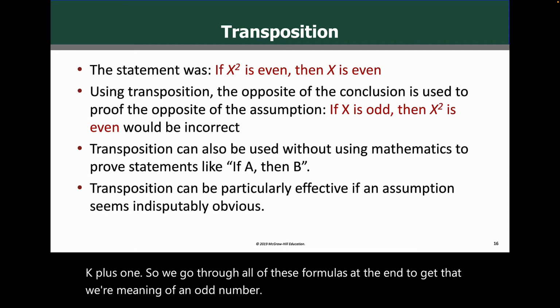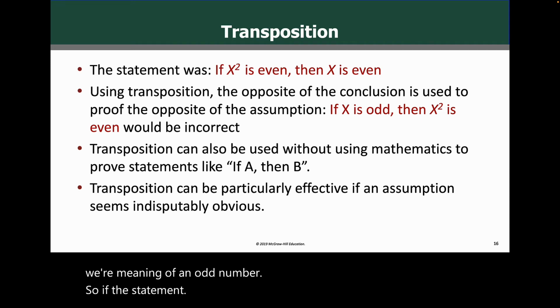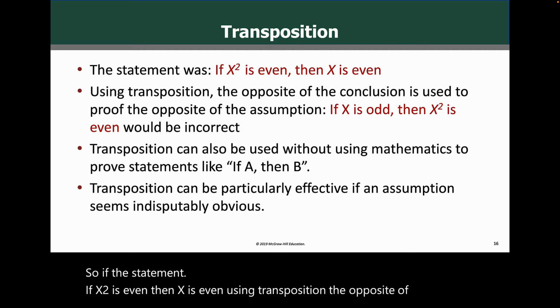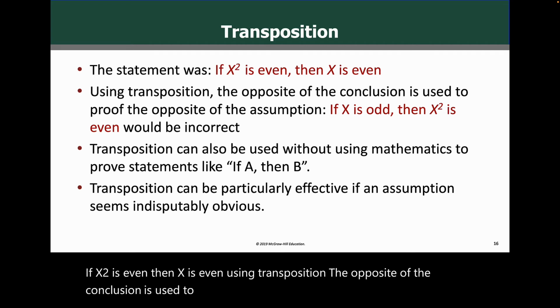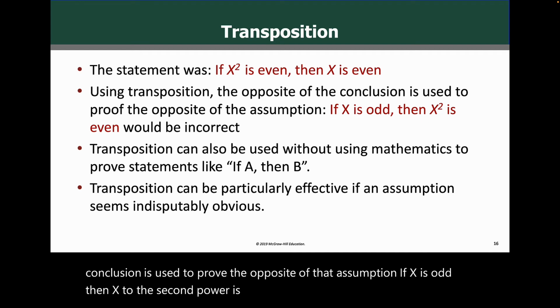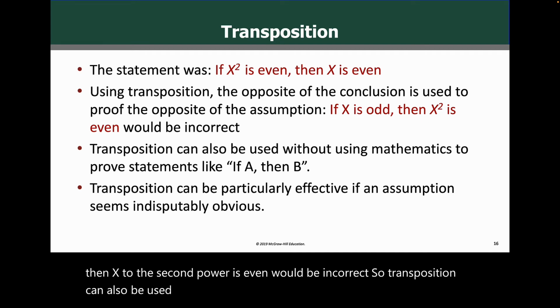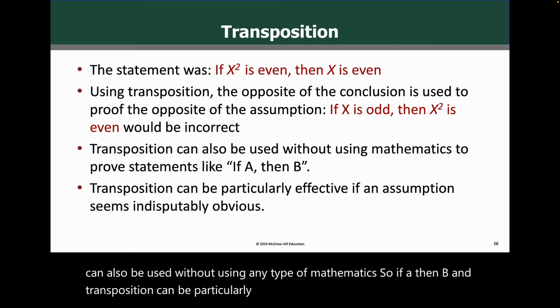So if the statement is "if x squared is even, then x is even," using transposition, the opposite of the conclusion is used to prove the opposite of that assumption. If x is odd, then x to the second power is even would be incorrect. So transposition can also be used without any type of mathematics. So if A, then B. And transposition can be particularly effective if the assumption seems indisputably obvious.